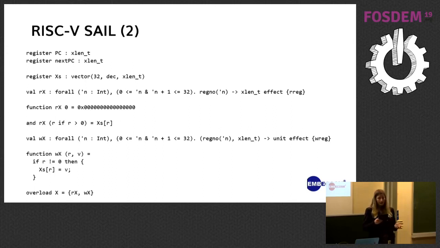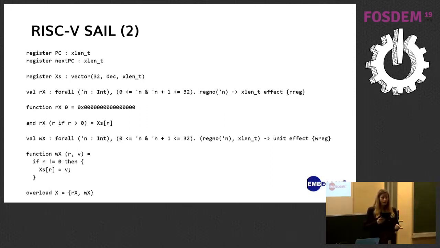Now we set up some basic architectural state. First, creating a register of type xlen_t for both the program counter, PC, and the next program counter, nextPC. We define the general purpose registers as a vector of 32 xlen_t bit vectors. The dec keyword isn't important in this example, but SAIL supports two different numbering systems.